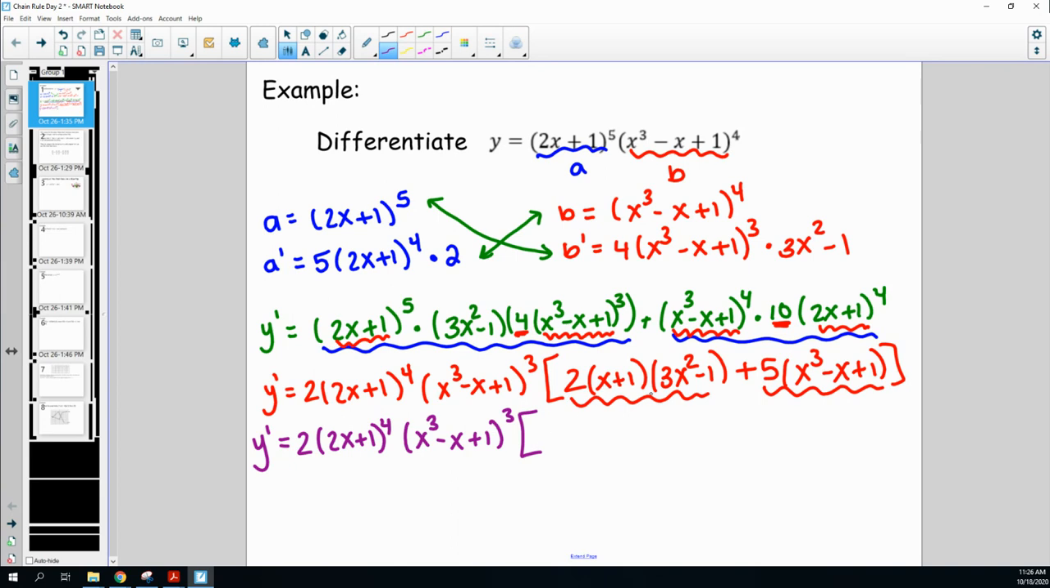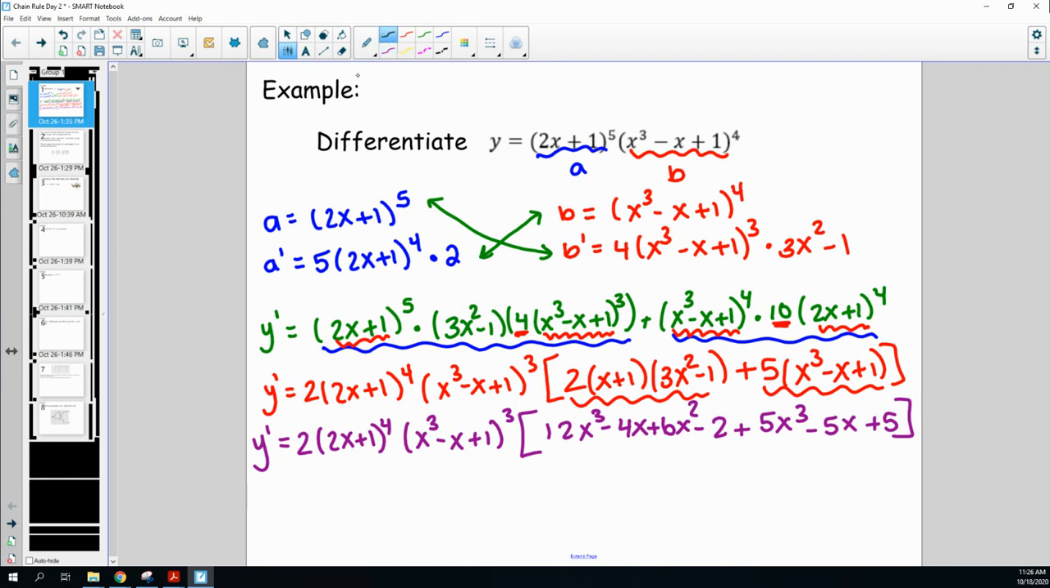So if I FOIL this all together, this is going to end up giving me 12x to the third minus 4x plus 6x squared minus 2. And then I distribute the 5, so 5x cubed minus 5x plus 5. And then I'm just going to combine like terms together.